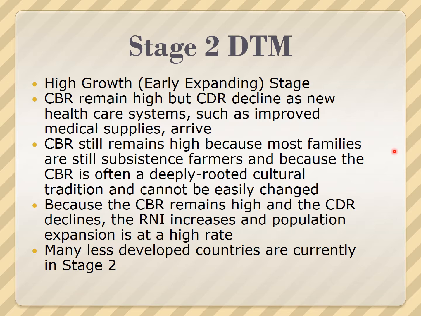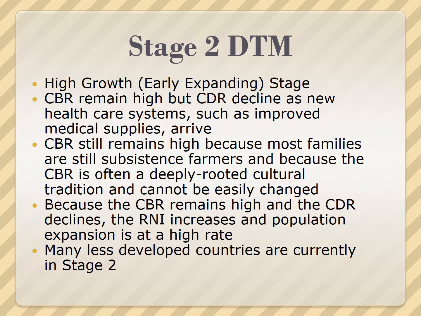CBR still remains high because most families are still subsistence farmers, and because the CBR is often a deeply rooted cultural tradition and cannot be easily changed. Because the CBR remains high and the CDR declines, the RNI increases and population expansion is at a high rate. Many less developed countries are currently in stage 2. Some examples of those would be Yemen, Afghanistan, Palestine, Bhutan, Laos, and much of sub-Saharan Africa.